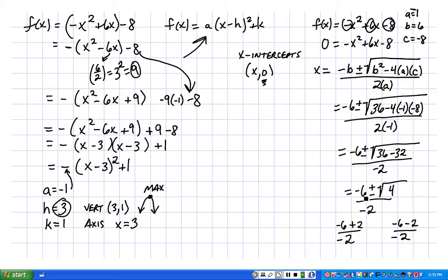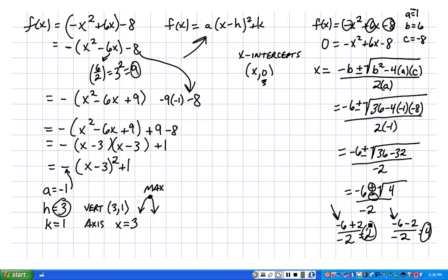The negative 6 comes from here. Now in this problem we say plus 2, because the square root of 4 is 2, and over our negative 2. In this problem we say minus the 2. Negative 6 minus 2, because the square root of 4 again is 2, over the negative 2. Negative 6 plus 2 is a negative 4. Negative 4 divided by negative 2 is 2. Negative 6 minus 2 is a negative 8. Negative 8 divided by negative 2 is a 4.